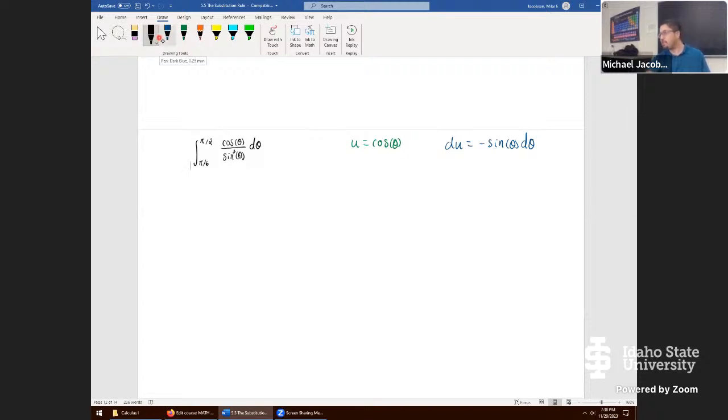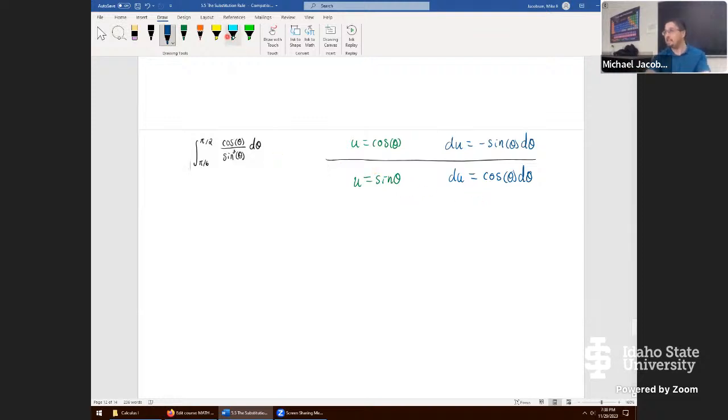Another one to try would be potentially u equals sine theta. And it's kind of curious. With cosine, this one's a struggle because we have negative sine theta d theta. There's no sine in the numerator, and multiplying by sine over sine is probably going to be more algebra on this one. If you let u be sine theta, the differential will be du equals cosine theta d theta. And I think this approach is actually the easiest one.